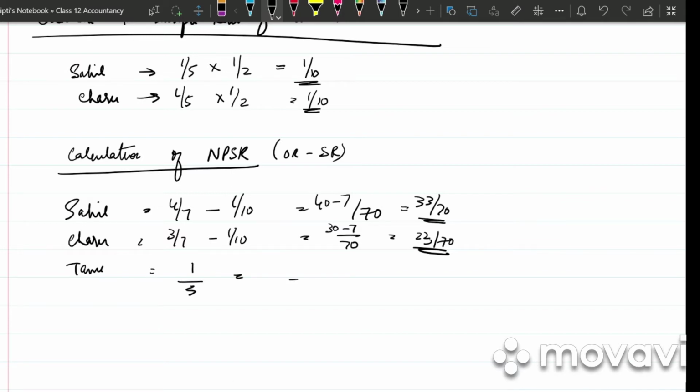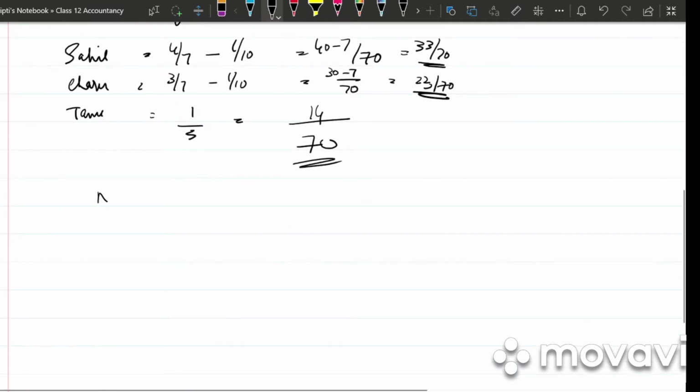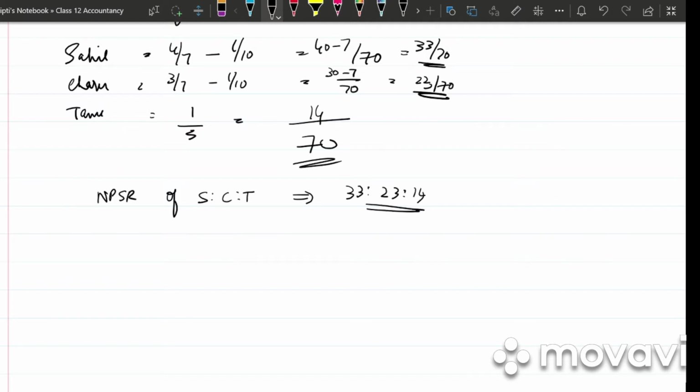And what is Tanu's share? 1/5. We need to convert the LCM to 70. So how much is it? 14/70. So what is the new profit sharing ratio of Sahil, Charu and Tanu? Please write the full forms. That is 33:23:14. Right?